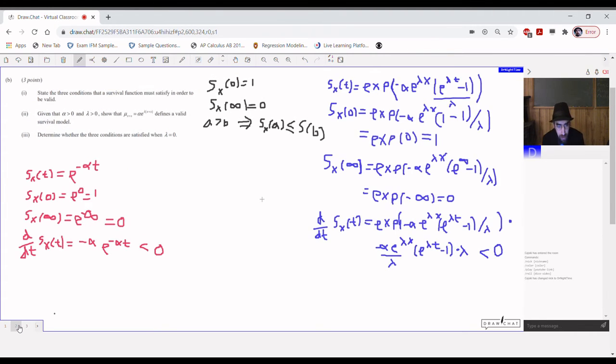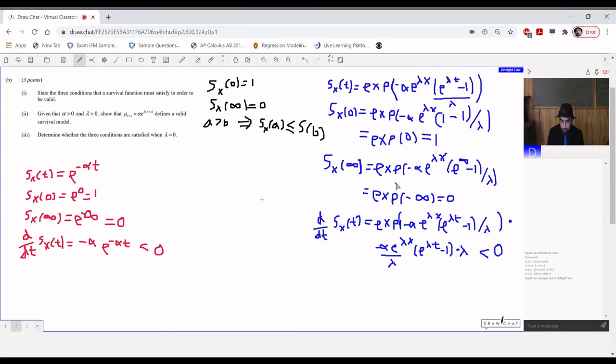Next, state the 3 conditions that a survival function must satisfy in order to be valid. So, condition 1, everybody survives at least to the beginning: S sub x of 0 equals 1. Number 2, no immortality, unfortunately: S sub x of infinity equals 0, or if they're making you do it precisely with limits, the limit as t goes to infinity of S sub x of t equals 0. And finally, there's the no zombies condition. Once you're dead, you pretty much stay that way. So that means if time A is greater than time B, then you have fewer people alive at A than you had at B.